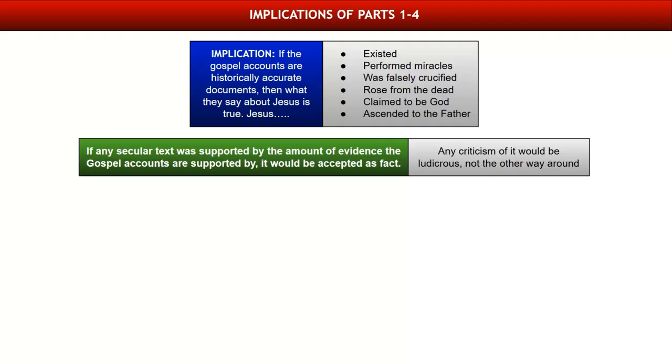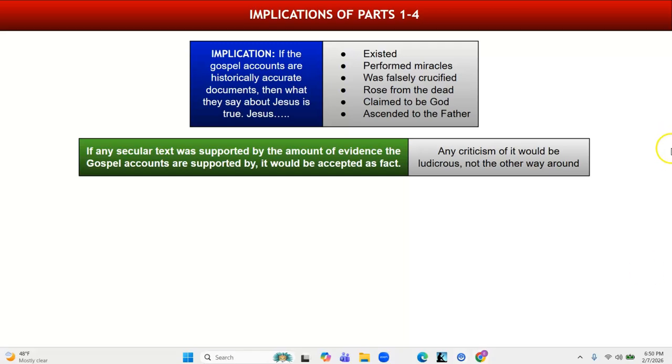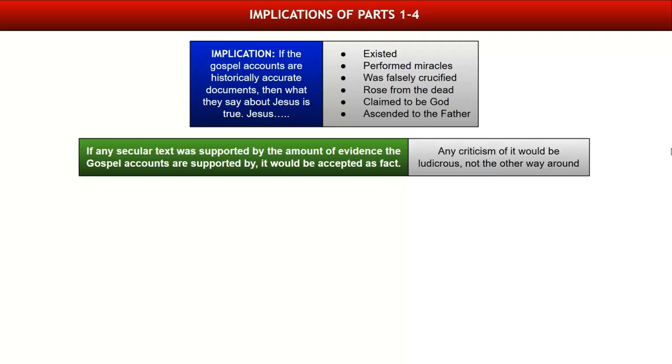Instead, we have secular texts that are supported by far less evidence than the Gospel accounts are supported by, and those are taught as fact and the Gospel accounts as fiction. An example is Julius Caesar's invasion of Gaul. But it's not just that. No other ancient document comes even close to matching the evidence that supports the gospel accounts. The Gospels, historically speaking, are more true than the entirety of what is in our textbooks of ancient history.